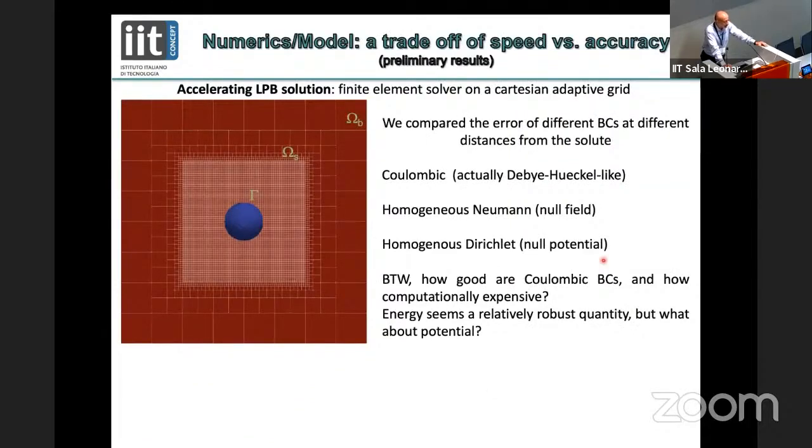But since now we have a tool that relatively easily allows for a different solution in different regions, we could try to see whether we can leverage it. One interesting thing is the role of boundary conditions. The boundary condition that I always have been using with Delphi was called Coulombic, which more accurately would be called the Biomolecular, so the exponential divided by distance.